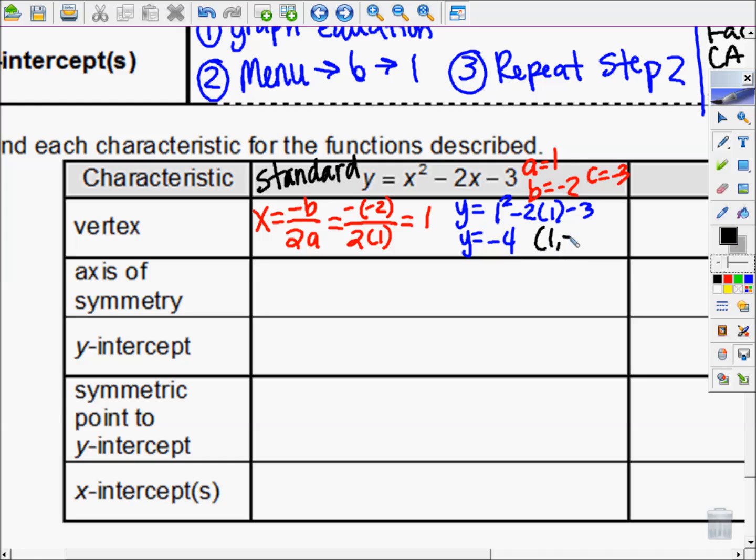1, -4. There's not even enough room to write that. That's what I'm saying. There's a back, buddy. I told you to use the back.